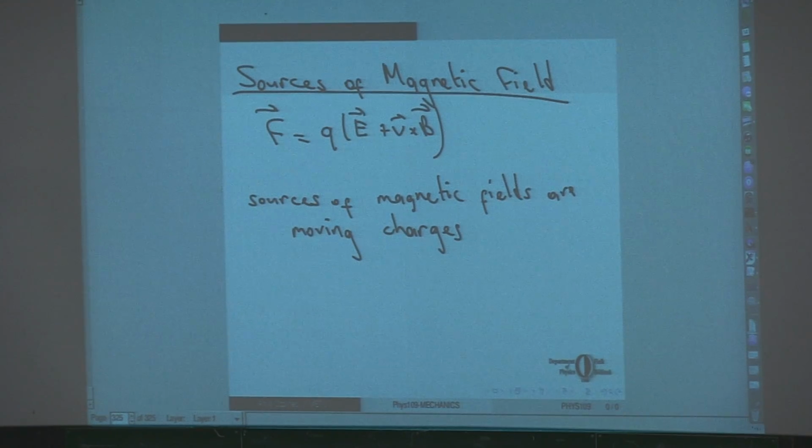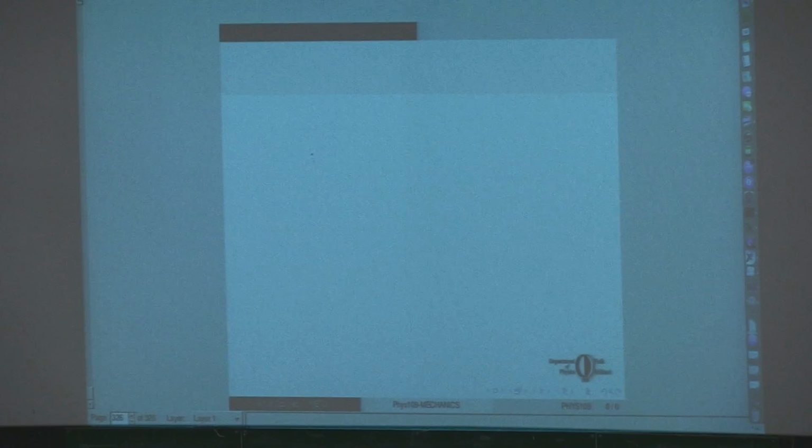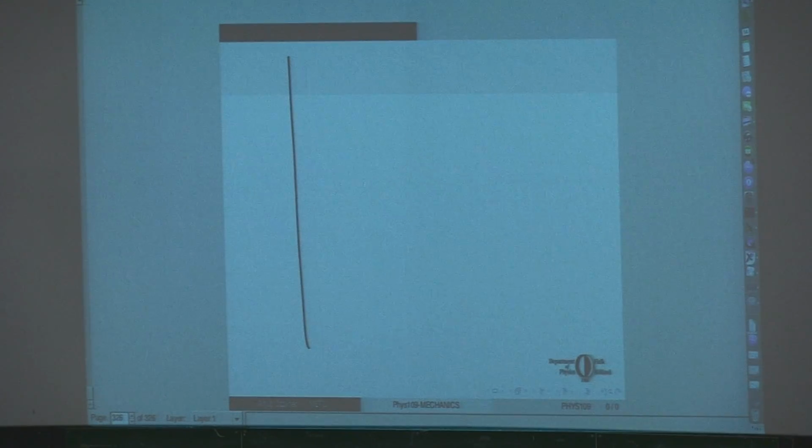But nevertheless, since there are moving charges, and it's only one type of charge, they will create a magnetic field. In a metal, let's say, it's the negative charges that are moving. The positive charges, although they cancel the electric field, since they are not moving, will not create a magnetic field. So if we have a wire, let's first start with a straight wire.